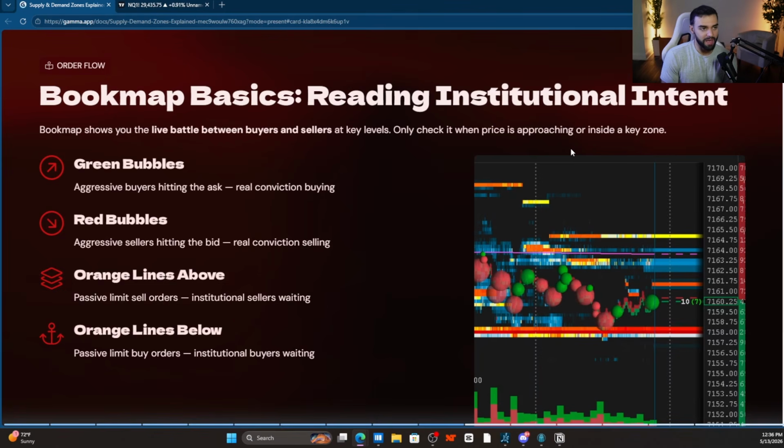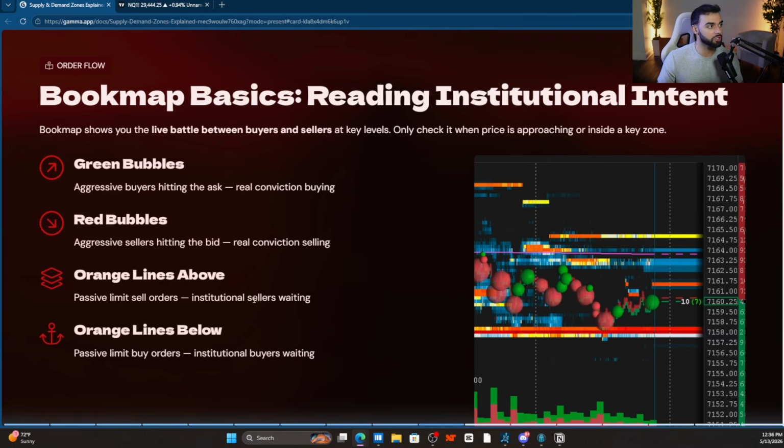Now, the basics of Bookmap and how you can use it for actually playing off of the zone. So, Bookmap is going to show you the live battle between buyers and sellers at any key level. And I recommend you guys starting off only look at Bookmap inside a zone or inside a key level. The green bubbles are obviously going to be the aggressive buyers hitting the ask, the real conviction of buying, the market orders. The red bubbles are going to be the opposite. They're the aggressive sellers hitting the bid, right? The real conviction of selling.